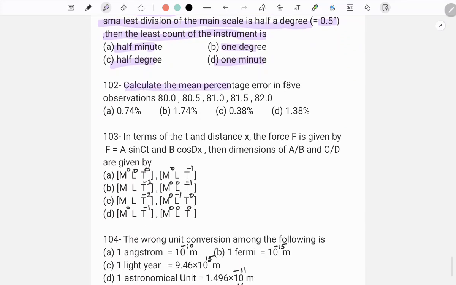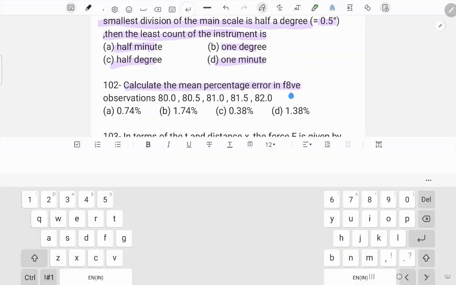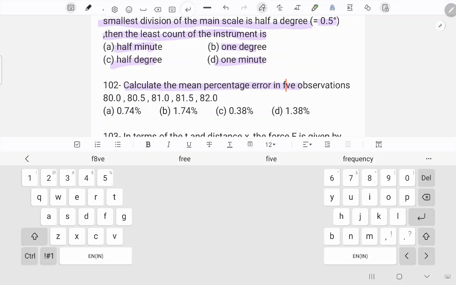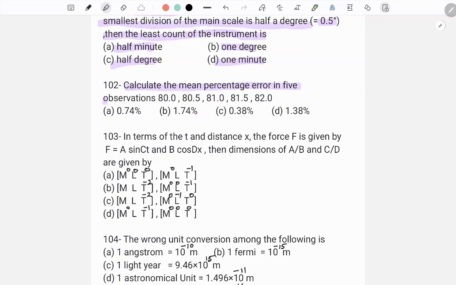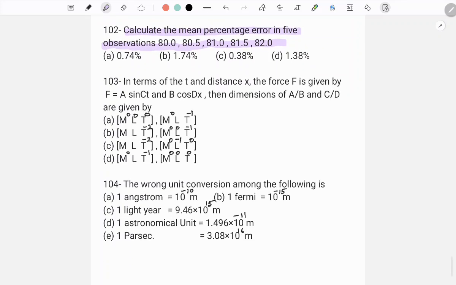Next, calculate the mean percentage error in 5 observations. 80.0, 80.5, 81.0, 81.5, 82.